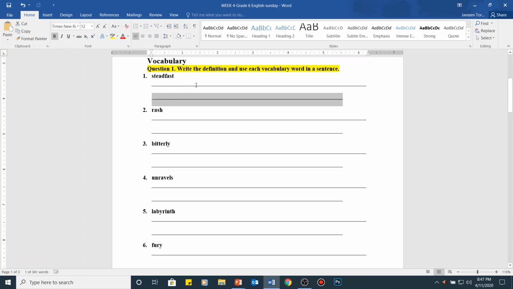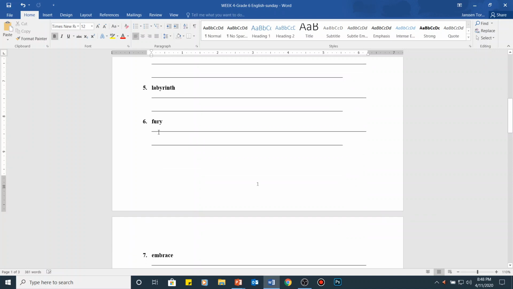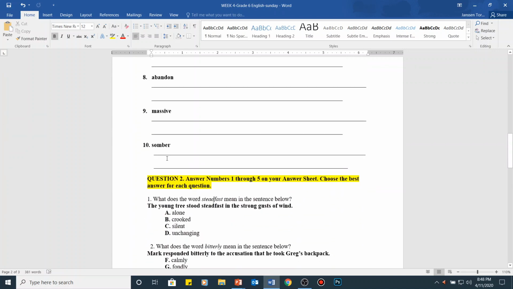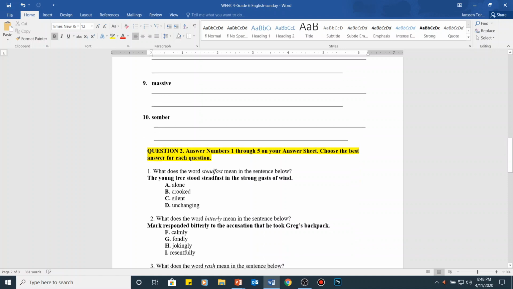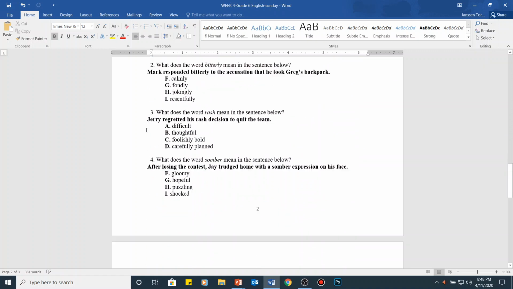You're going to do that also for number 2, rash. So again, meaning, sentence. For the words bitterly, unravels, labyrinth, fury, up to number 10, somber. Okay, if you're done, you're going to continue to question number 2. Answer numbers 1 to 5 through this one. So you're going to answer here 1 to 5.